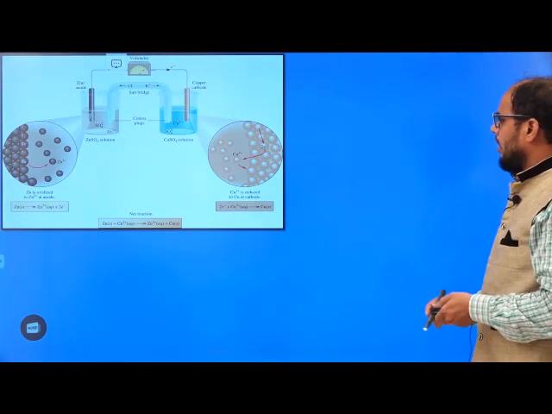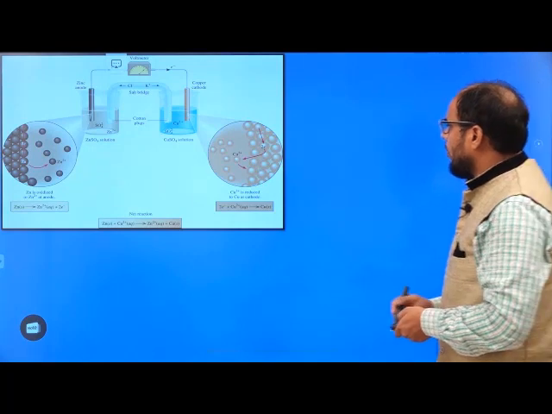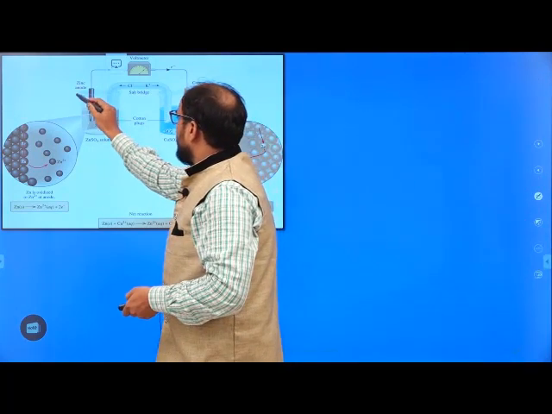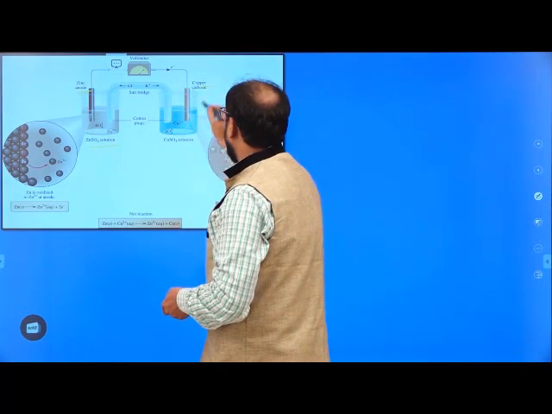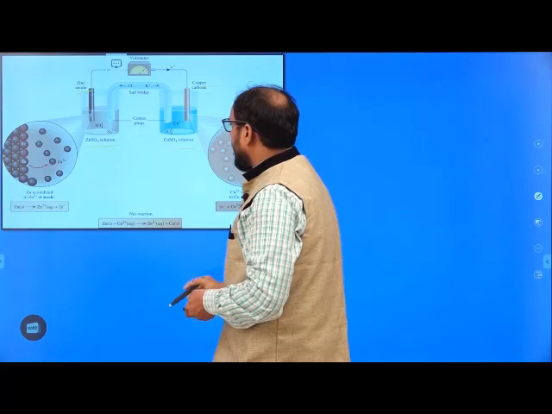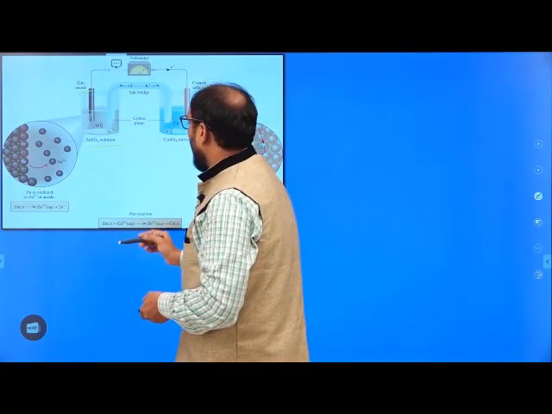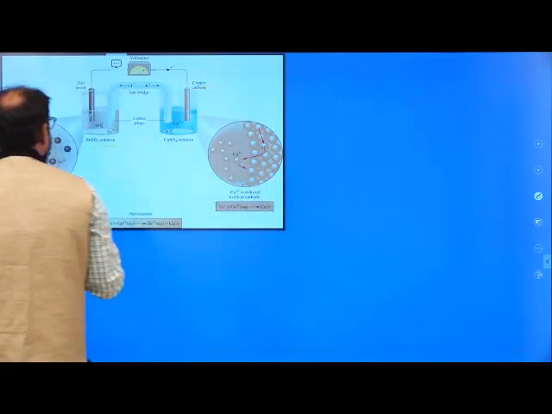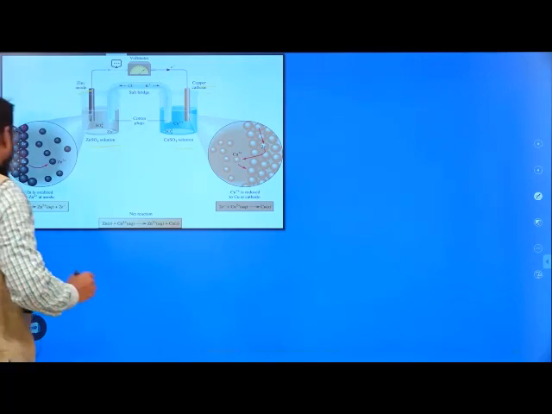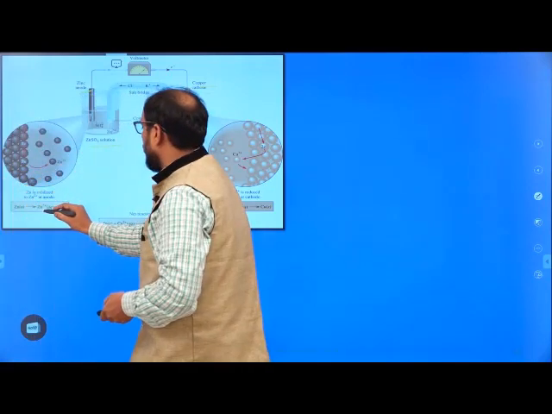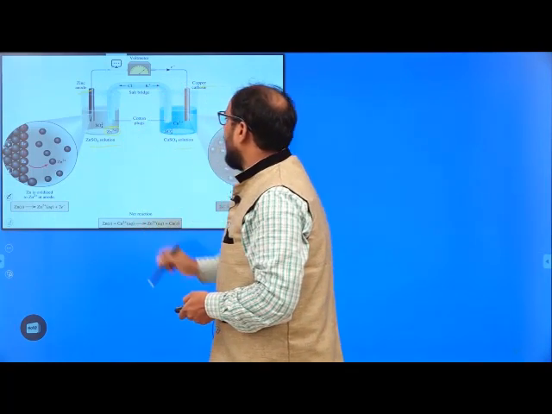Let us try to understand the zinc copper galvanic cell. So we have a zinc anode dipped in zinc sulfate solution, and a copper cathode dipped in copper sulfate solution, and these two compartments are connected through a salt bridge. And we can see that zinc has more tendency to lose electrons, so Zn is going to release 2 electrons to form Zn plus 2.